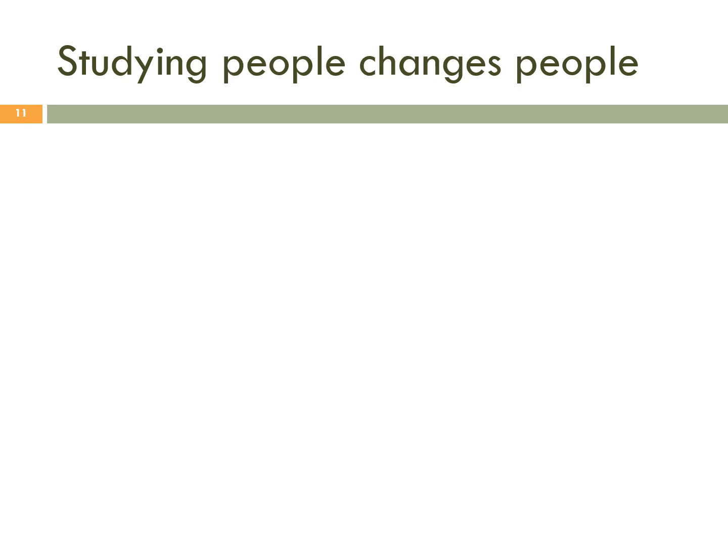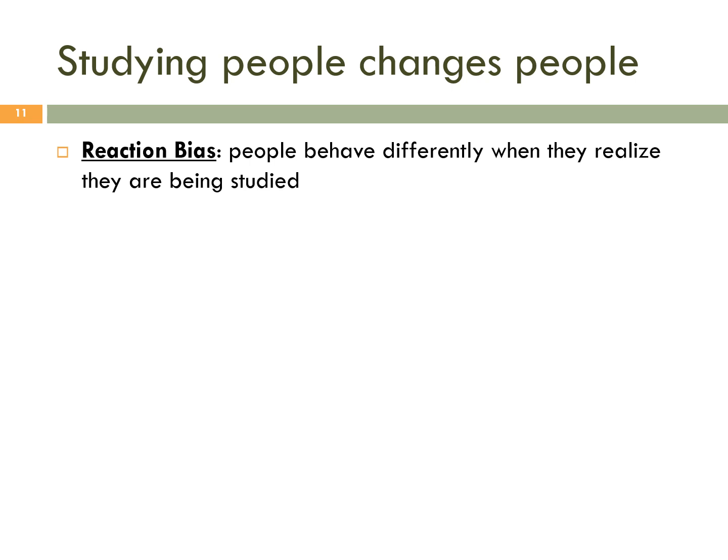Another way that studying people changes people is through reaction bias. This is when people behave differently when they realize they're being studied. We talked about this earlier in the semester: when people are being observed, they might get in more fights or they might get in fewer fights. They suddenly put on a show when they realize they're being observed. The same thing can happen in an experiment. When people figure out that they're being studied and analyzed, they might change their behavior.